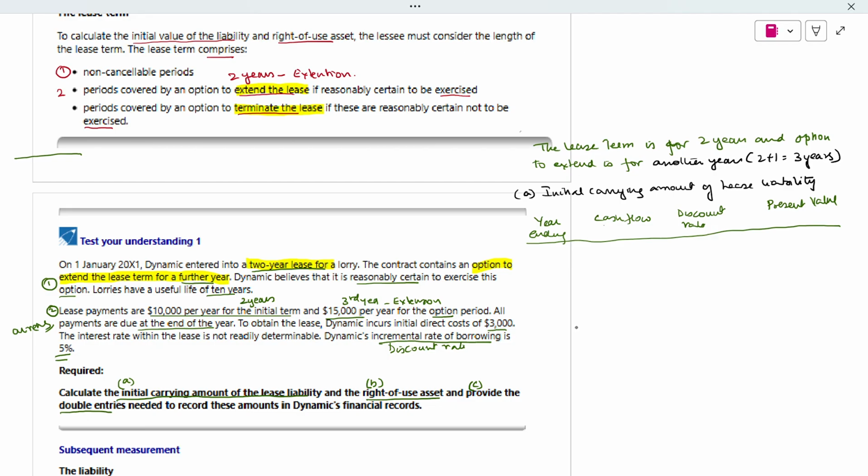Now, how much is it? They have taken it on 1st January. Year ending will be 31st December. Are you clear about this? Yes. How much are they paying at the end of the first year? They are paying 10,000 at the end of the first year. Is it right? Discount rate will be how much? Discount rate is 5%. Is it right? 1 divided by 1.05 to the power of 1. How much will be the present value?